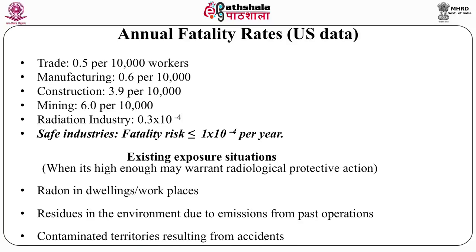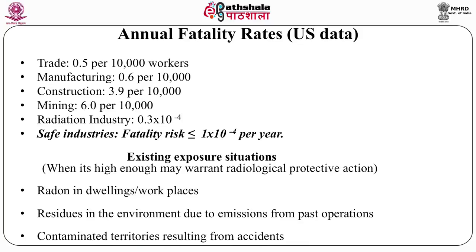So what is a safe industry? Fatality risk less than 1 per 10,000 per year. That is a safe industry. Trade in US data says trade has 0.5 per 10,000 and the radiation industry has 0.3 per 10,000. What is an existing exposure situation? Radon in dwellings and workplaces, residues in the environment due to emission from past operations, contaminated territories resulting from accidents. So they are existing exposure situations. When they are high, they may warrant radiological protection as well.